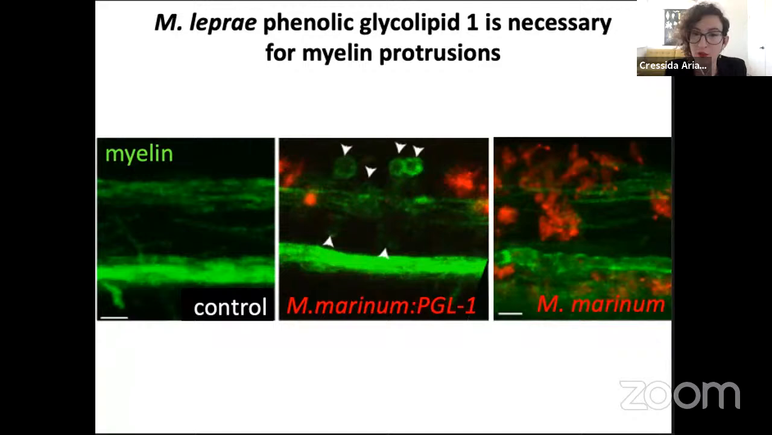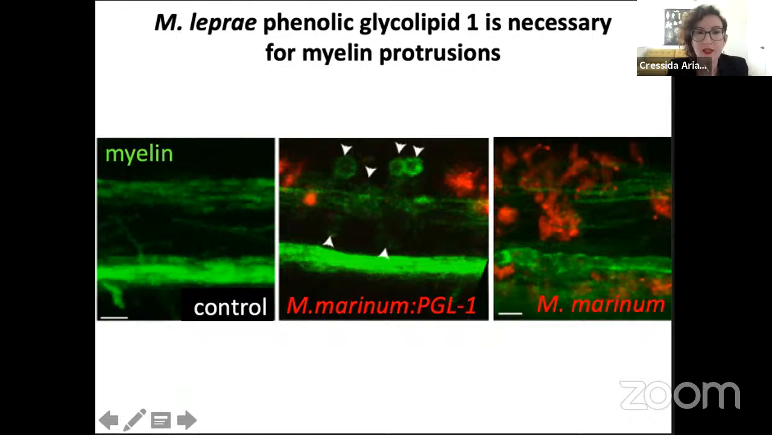But of course, the gold standard for understanding myelin disruption in any animal model is electron microscopy, right? So I developed a method with a very talented electron microscopist at UCLA to take thin sections right through these lesions in the axon so that we could see what was happening with the myelin and with the axon.